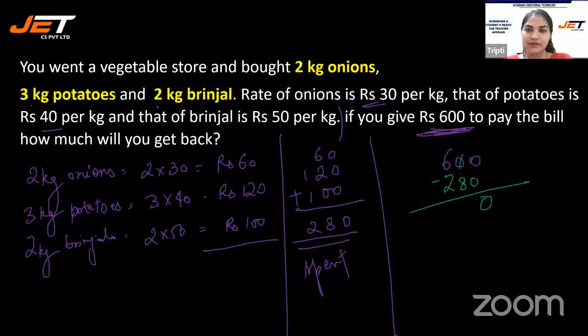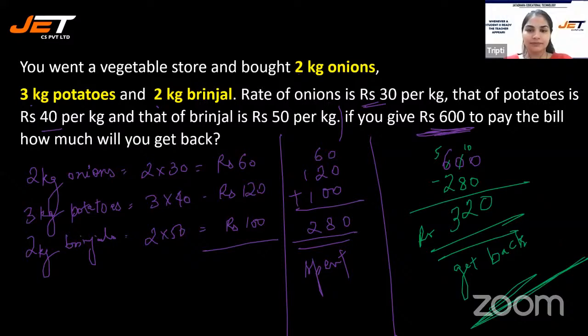Subtract that. 10 minus 8 is 2, because this 6 became 5. 5 minus 2 is 3. 320 rupees you will get back. Okay? Because you paid 600. You paid more than what you have spent. So you will get back 320 rupees.